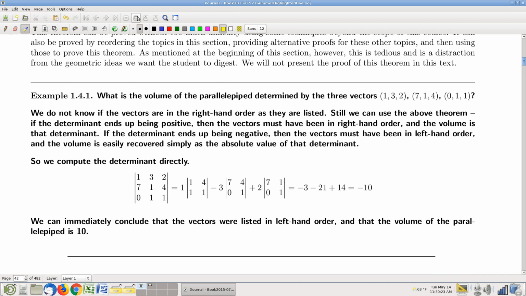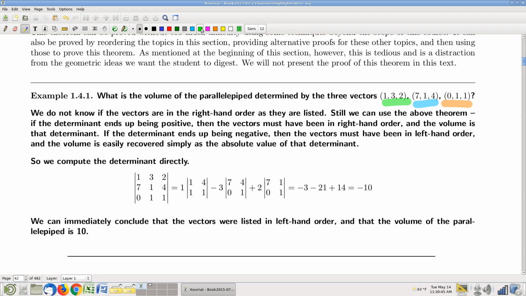Suppose I've got this trio of vectors here. First vector, second vector, and third vector. And I want to take that trio of vectors and form a parallelepiped out of them. What's the volume of that parallelepiped? This would be a killer high school geometry problem. Right? How do you find that volume?